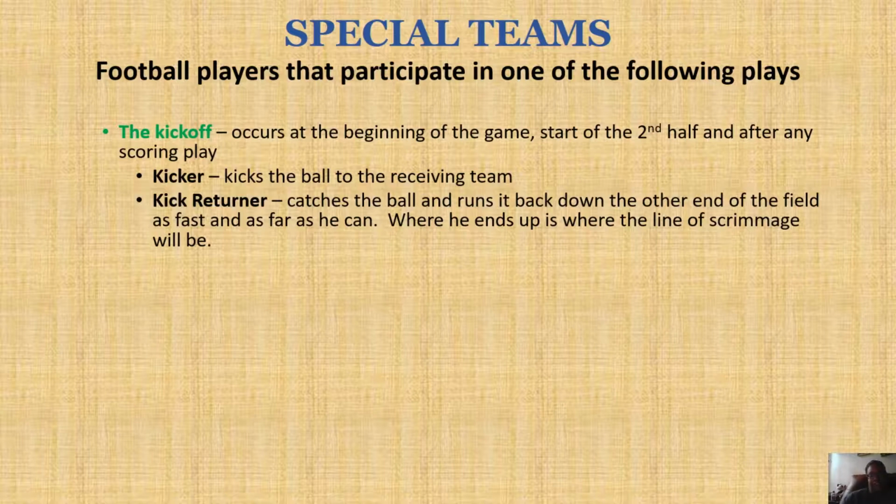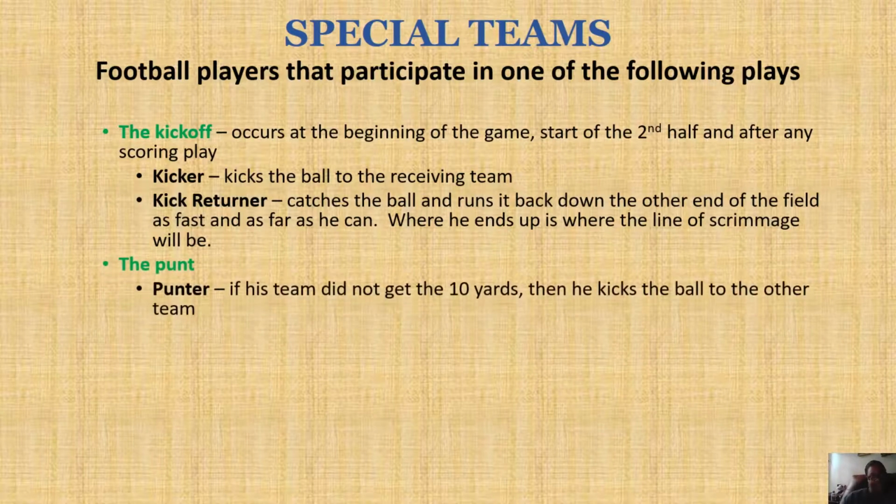And then you have your kicker, of course, who kicks the ball to the receiving team, and you have the kick returner. Now, this person catches the ball and runs it back down the other end of the field as fast and as far as they can. Where he ends up is where the line of scrimmage will be.